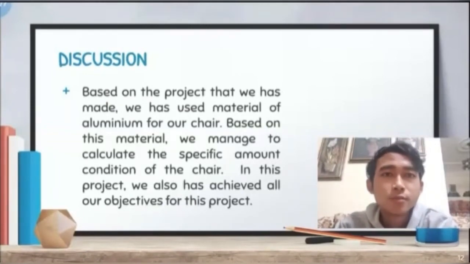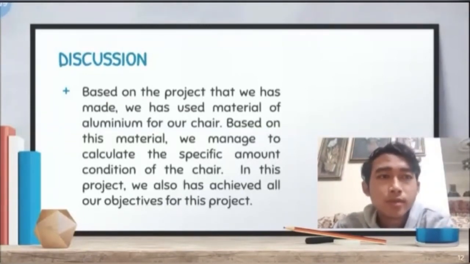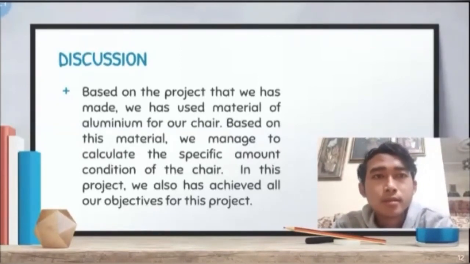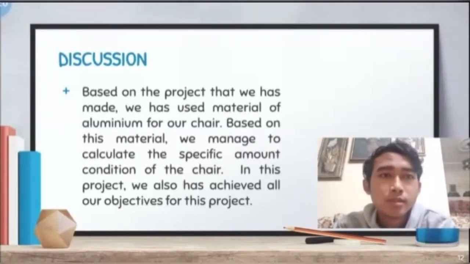Okay, Assalamualaikum Doctor. My name is Muhammad Azhar bin Muhammad Aziz. Number matric is CD190229. I will explain about the discussion of our project. Based on the project that we have made, we used aluminium as the material for our chair. Based on this material, we managed to calculate the specific condition of the chair. In this project, we also achieved all our objectives.